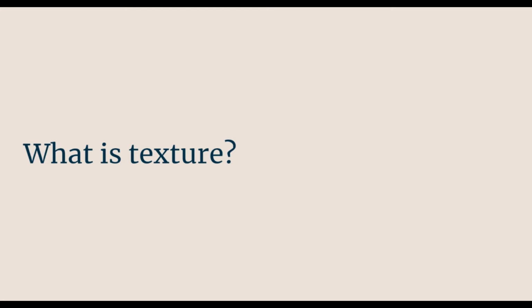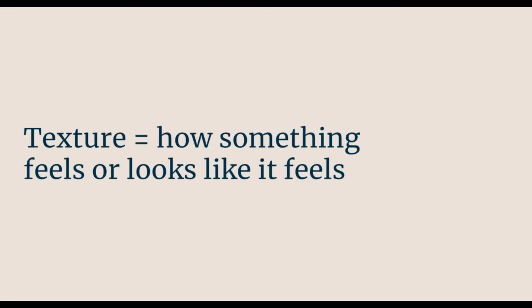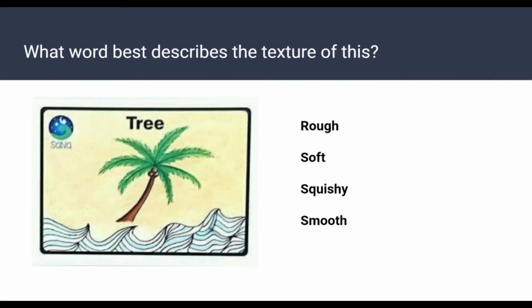All right, so now let's talk about what texture is. Texture is one of our elements of art, and it means how something feels or looks like it feels. We may not always be able to feel everything that we see. For example, if we're looking at a picture through a computer screen, we don't know necessarily how it feels, but we can think about how it feels. So, what word best describes the texture of this tree? We have rough, soft, squishy, and smooth.